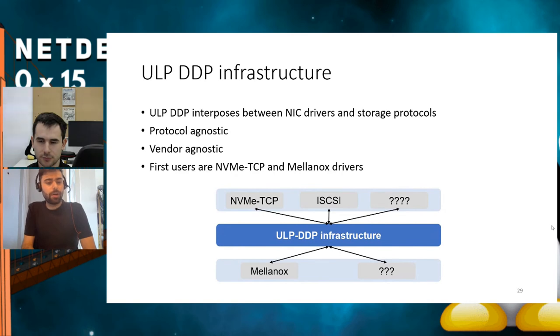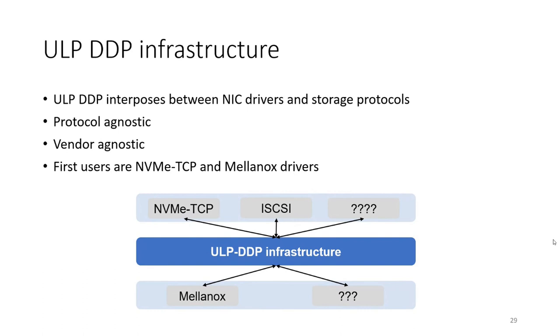Hey, so for our implementation of this offload, we use the ULP DDP infrastructure. ULP DDP infrastructure is a generic cross-layer infrastructure between NIC drivers and storage protocols. This infrastructure is protocol and vendor agnostic. The NIC drivers and ULP are unaware of each other, and they only talk using the ULP DDP interface. One protocol can work with different NIC drivers, and NIC drivers can support different protocols using this interface. For example, ULPs that can benefit from this infrastructure are NVMe over TCP and iSCSI.